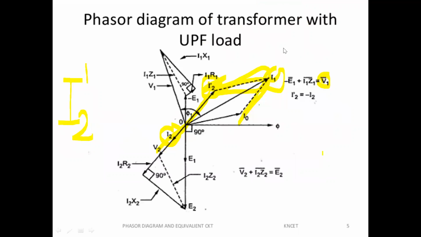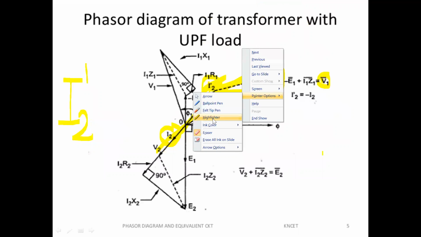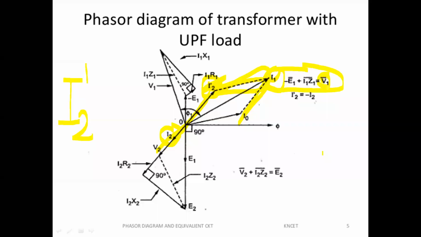See, this is the equation. So this is the equation: V1 equals minus E1 plus I1 Z1. Okay. So now, this is the total voltage V1.